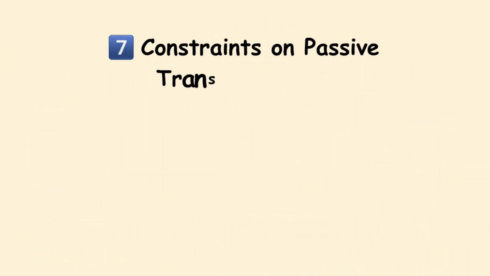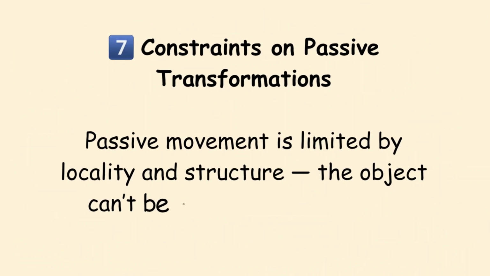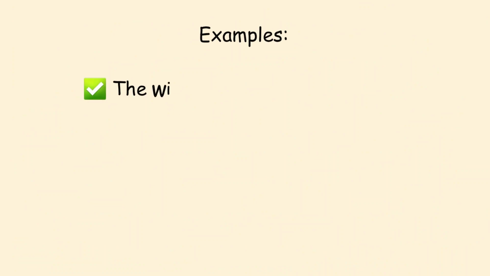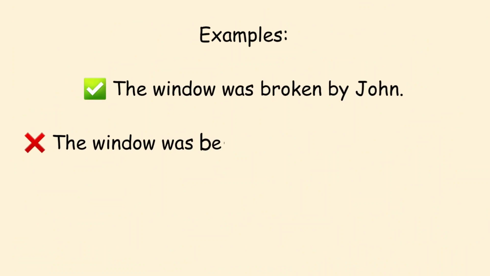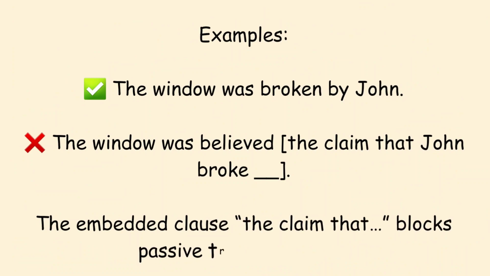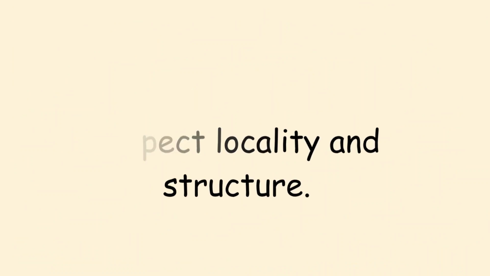Seventh, constraints on passive transformations. Passive movement is limited by locality and structure. The object can't be moved if blocked by a bounding node or complex NP. Examples. The window was broken by John. Is correct. The window was believed, the claim that John broke. Is wrong. The embedded clause, the claim that, blocks passive transformation. Passives must respect locality and structure.